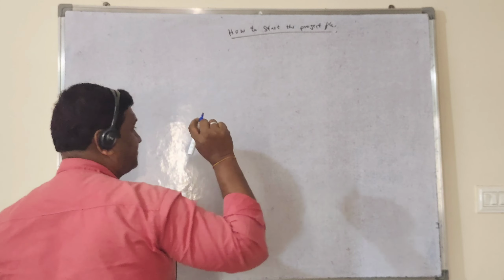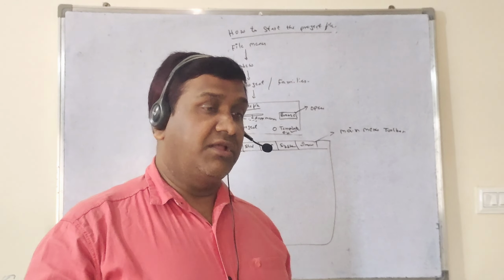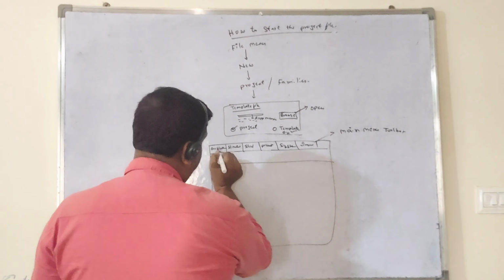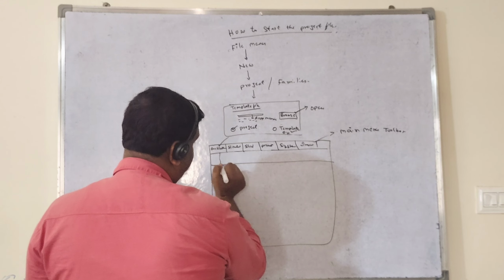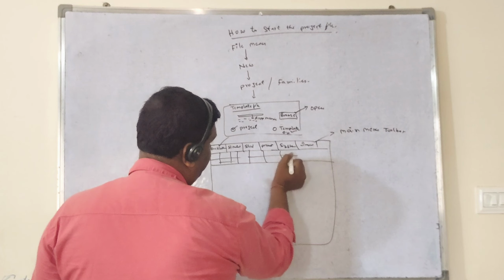There are a number of menus. We have to know how each menu is going to work, and after clicking the menus, whatever submenus come, you have to go through all of them. Each and every menu, when you click it, a number of icons will appear here.